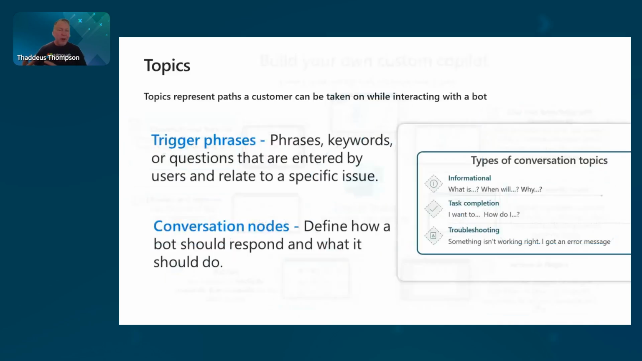So some of the key components, I touched on some of these already. Topics. We've always had this in our Power Virtual Agent, now Copilot. It's the concept of a topic of conversation. And it could be about, how do I do something? Where is this? I want to do this, or something isn't working. I'm getting an error message. What can I do about it? And these can be auto-generated by telling Copilot that you want to build a topic such as this, or you might build them yourself, especially if they're more specific to your organization.